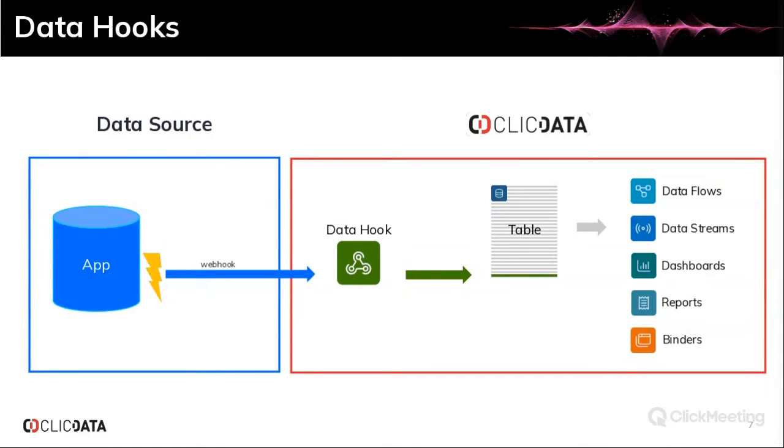So maybe first, what is a webhook? A webhook is a method to send information to an URL based on an event. An event can be, for instance, a new contact in your CRM, a new order in your e-commerce platform, or a new meeting created in your calendar, or whatever else. And then the webhook will send the information to the data hook. The data hook is the new module that we propose in ClicData, and that will listen and receive the information and then trigger actions such as run a data flow, update data in real time.